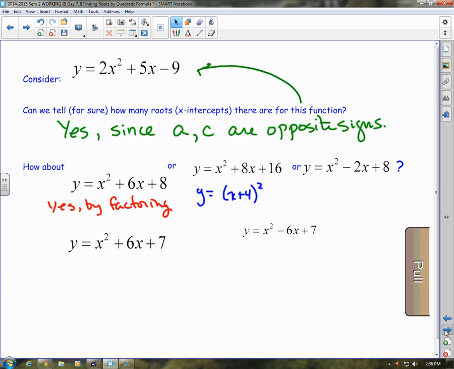So if your thumb is sideways, awesome, because at this point, we don't know. What about this last one? X squared minus 6x plus 7. Thumbs up, thumb sideways, thumbs down.